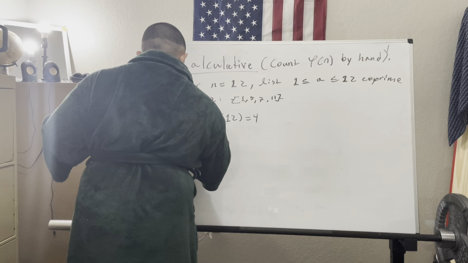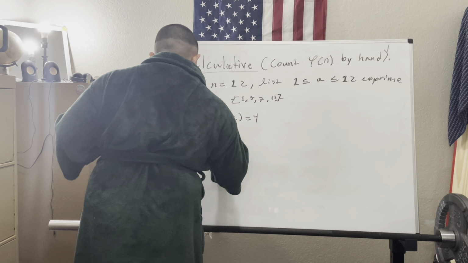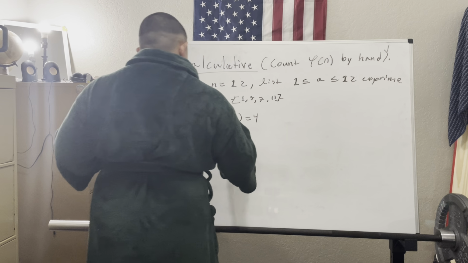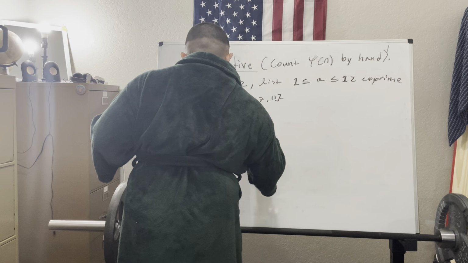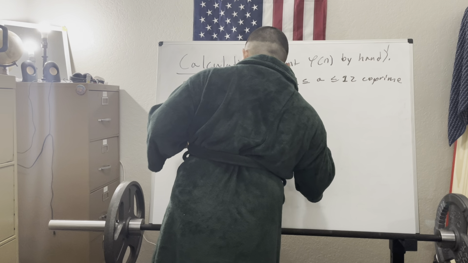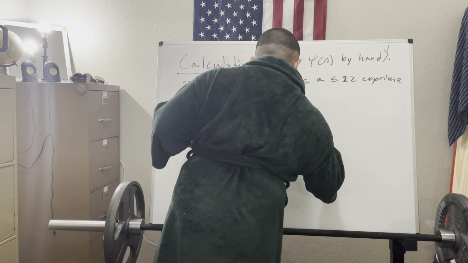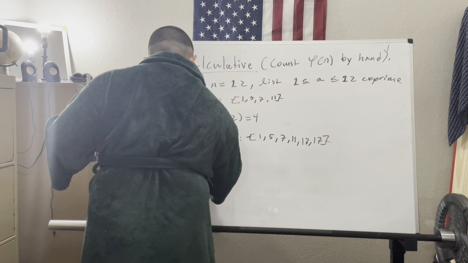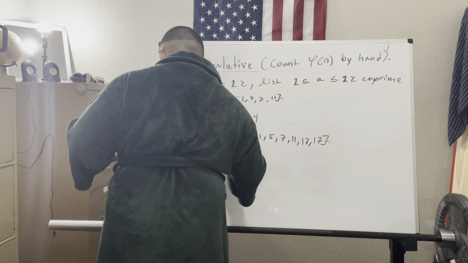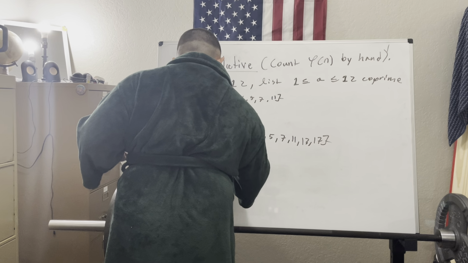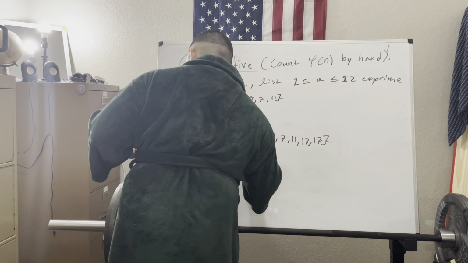Now, for n equal 18, what we wind up getting is the set 1, 5, 7, 11, 13, 17, and there we go. So the totient of 18 is equal to 6.